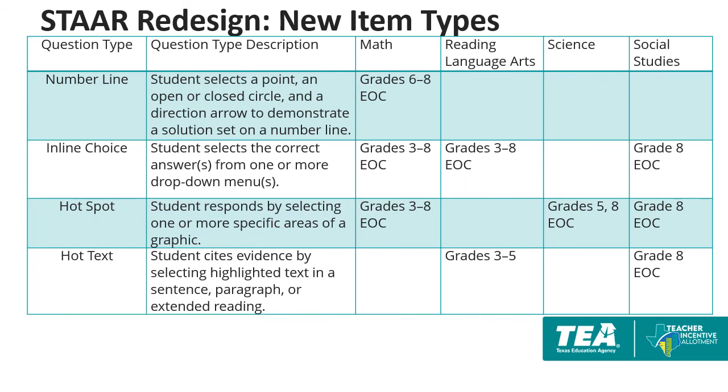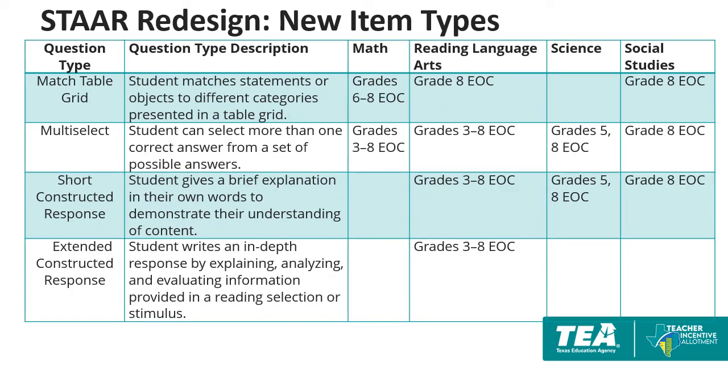Additional STAAR redesign item types include the number line, where students can now select points and demonstrate a solution. Inline Choice will allow students to select correct answers from one or more drop-down menus, and Hotspot has the student respond to a graphic by selecting one or more specific areas. Hot Text will allow students to cite evidence by highlighting within a passage.